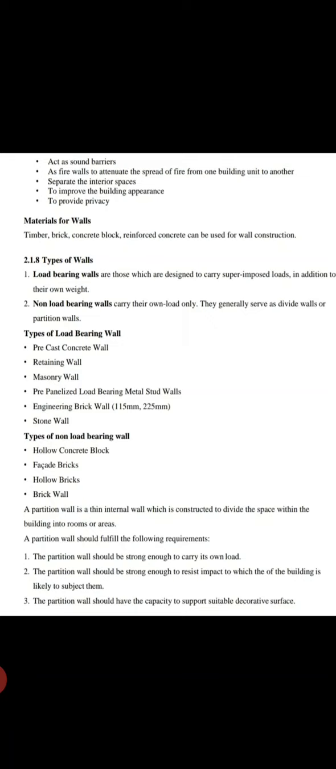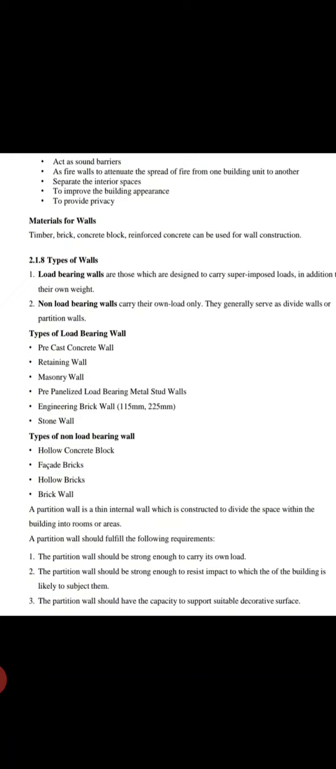Types of walls: load bearing walls are those which are designed to carry the superimposed load in addition to their own weight. Non-load bearing walls carry their own load only. They generally serve as a dividing wall or a partition wall.